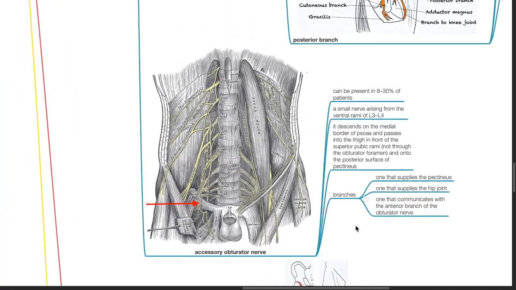Accessory obturator nerve can be present in 8-30% of patients. It is a small nerve arising from the ventral rami of L3 to L4. It descends on the medial border of the psoas and passes into the thigh in front of the superior pubic rami, not through the obturator foramen, and onto the posterior surface of the pectineus. Branches include one that supplies the pectineus, one that supplies the hip joint, and one that communicates with the anterior branch of the obturator nerve.